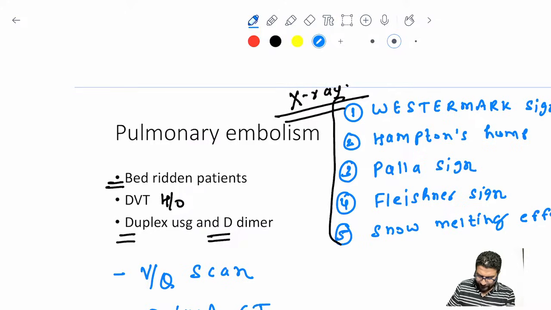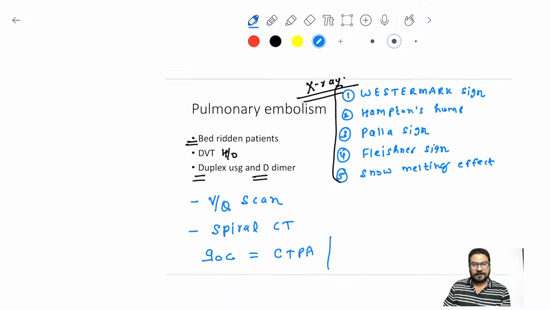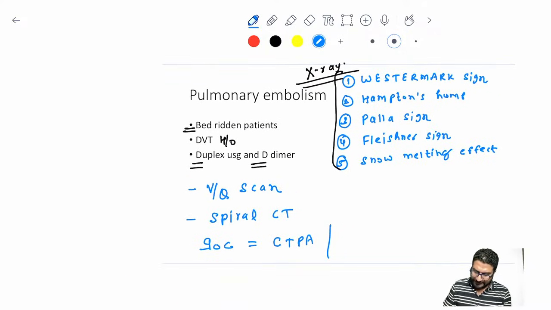But if I ask you, what is the investigation of choice in pulmonary embolism? So remember, it's called CTPA, computerized tomographic pulmonary angiography. So basically it's nothing, it's angio.